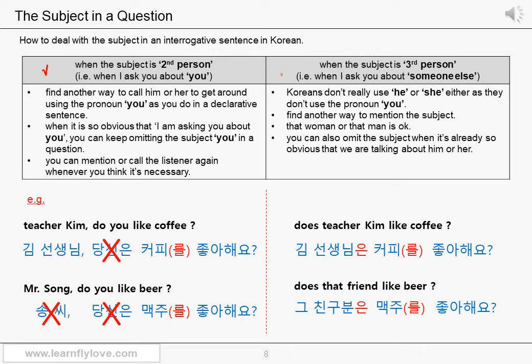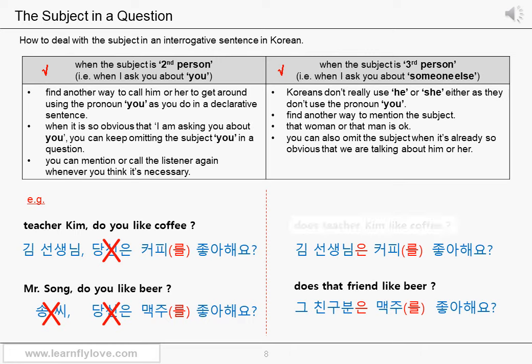How about when the subject is a third person? In other words, when I ask you about someone else. Well, Koreans don't really use he or she either, as they don't use the pronoun you. Find another way to mention the subject. That woman or that man is okay. You can also omit the subject when it's already so obvious that we are talking about him or her.